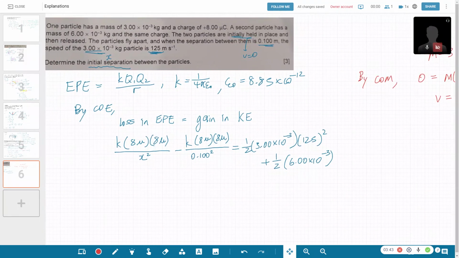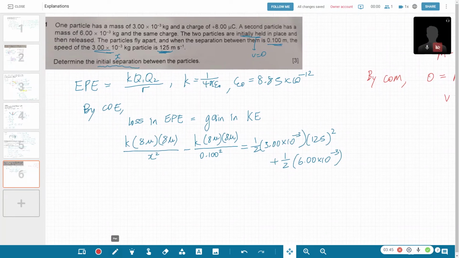So we can now change the speed of the 6 times 10 power minus 3 and put it in. So this is the 62.5 squared. So this is the final KE. Initial KE is 0. So now we can just key in the equations. Let's key into the calculator.